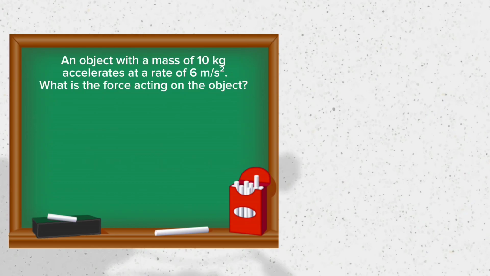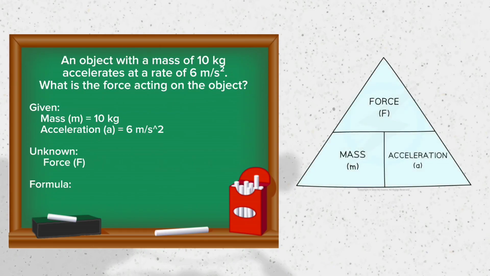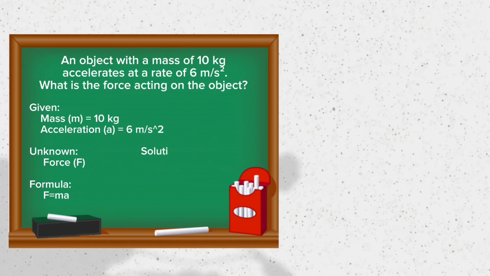The first thing we have to do is find the given. In this problem, the given are 10 kilograms, which is the mass, and 6 meters per second squared, which is the acceleration. And the unknown in this problem is the force. And using the pyramid, the formula for the force is equal to mass times acceleration. So, we have to substitute F is equal to 10 kilograms times 6 meters per second squared. So, the answer is 60 newtons.